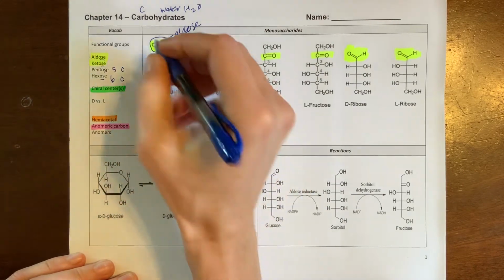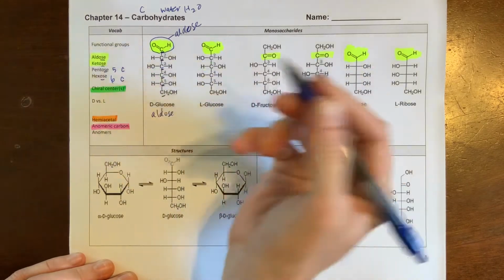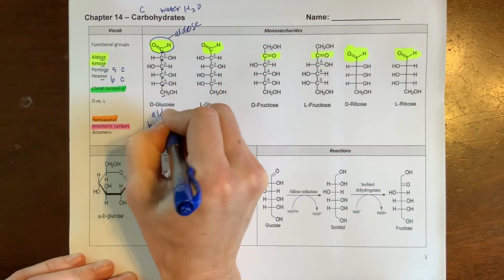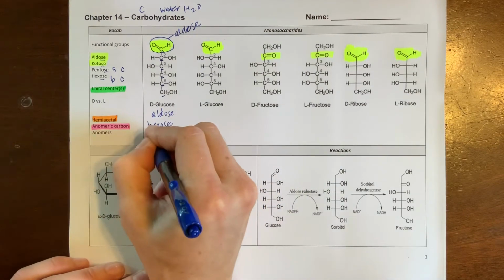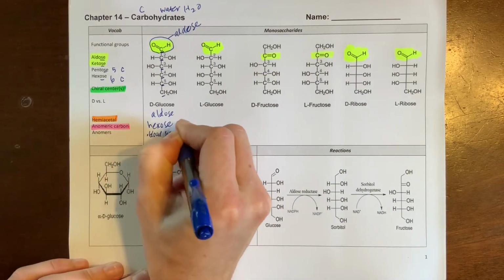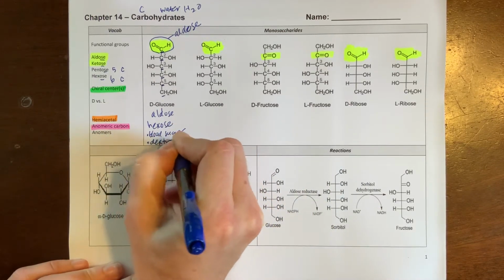We could also count the number of carbons. 1, 2, 3, 4, 5, 6. Some of them were numbered for you. And so D-glucose we could also say is a hexose sugar. This is just to make connections. This is our blood sugar when we talk about blood sugar levels. And another term for this is dextrose.